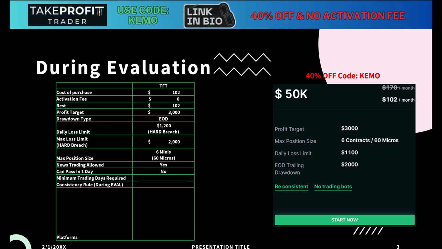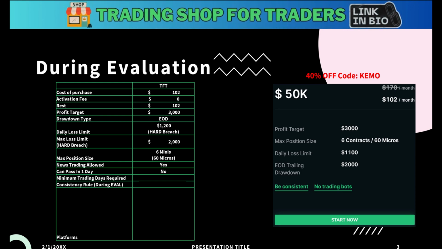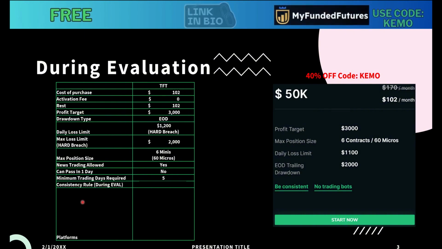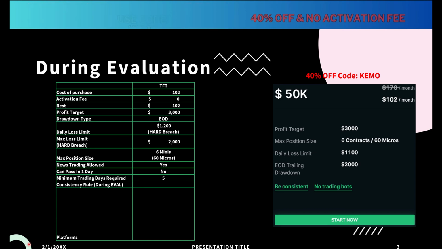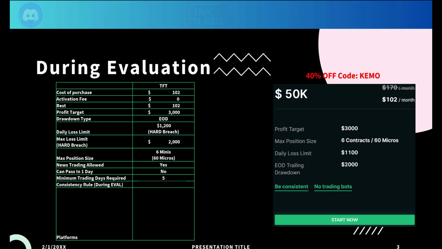And the answer is no. Why? How many days do you need to trade in order to be in the clear to pass the account? A minimum of 5 trading days is required for TakeProfit Trader, on any size account. That's their rules, that's their play, that's how they want to run the business.